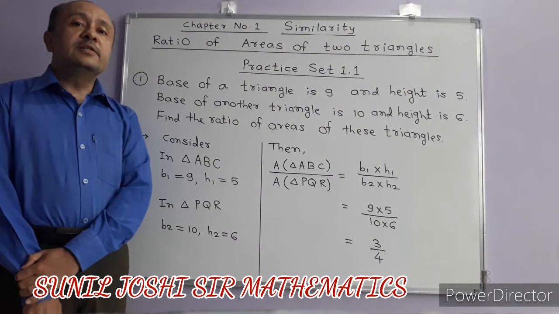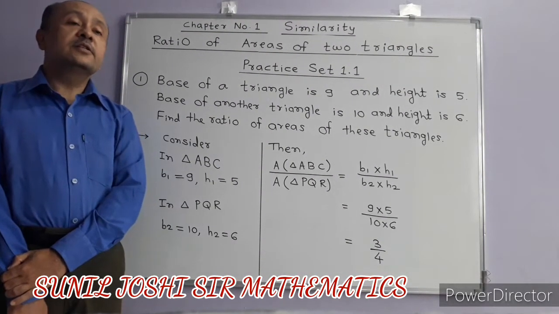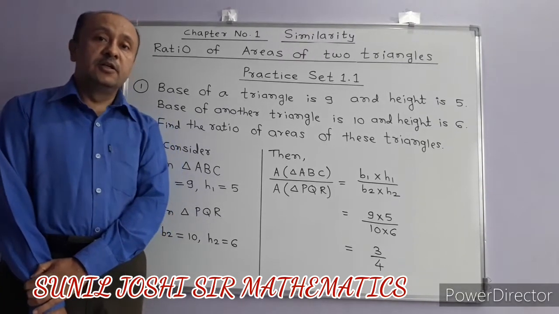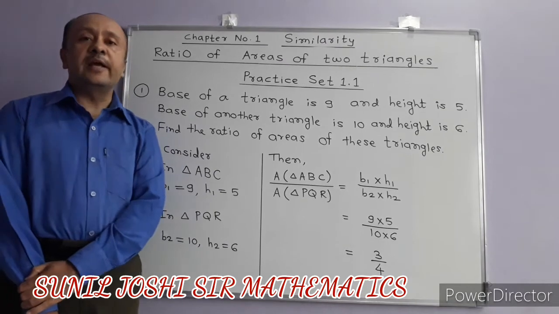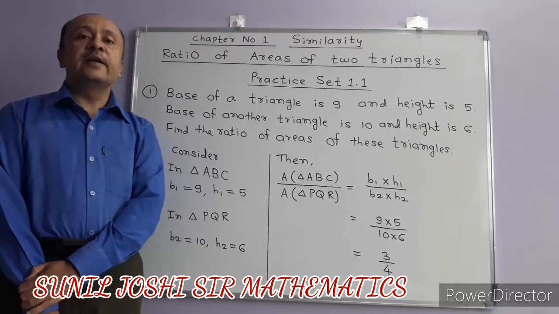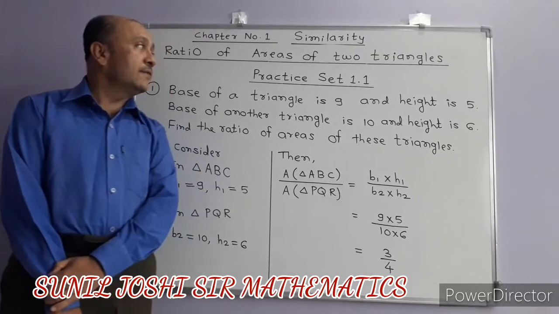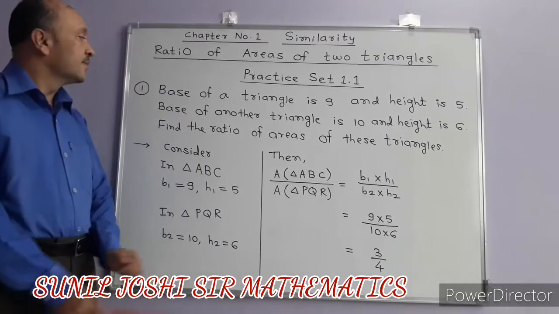Our current topic is similarity. Out of that, the first concept we have studied is the ratio of areas of two triangles. Students, we know the formula for area of a triangle. So area of a triangle is half into base into height. So see the first example from practice set 1.1.